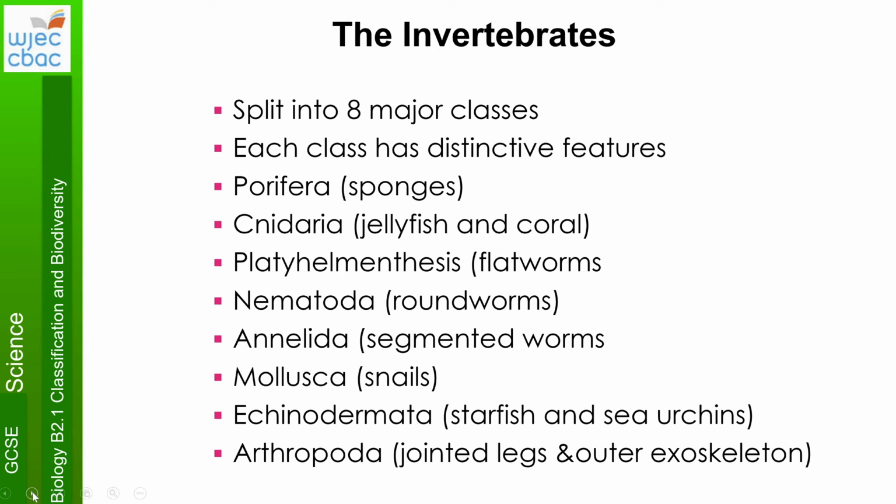Molluscs move around on a slimy, muscular foot, so things like snails and slugs. Some have a shell, some don't. Echinodermata, starfish and sea urchins. They have spiny bodies, often with a 5 star-shaped pattern. And the largest group is Arthropoda, with jointed legs and a crunchy outer skeleton.